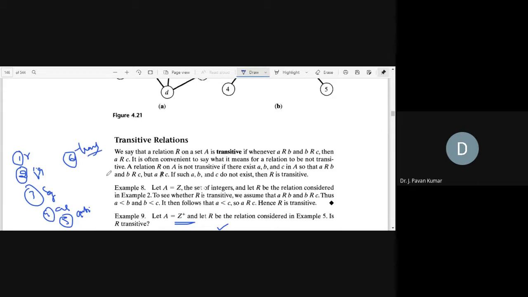Now an important definition we'll be seeing, called equivalence relation. The relation is said to be equivalence whenever it satisfies the first one, that is reflexive, the third one, that is symmetric, and the sixth one, that is transitive. If the relation is reflexive, symmetric, and transitive, then we can say that relation is an equivalence relation.